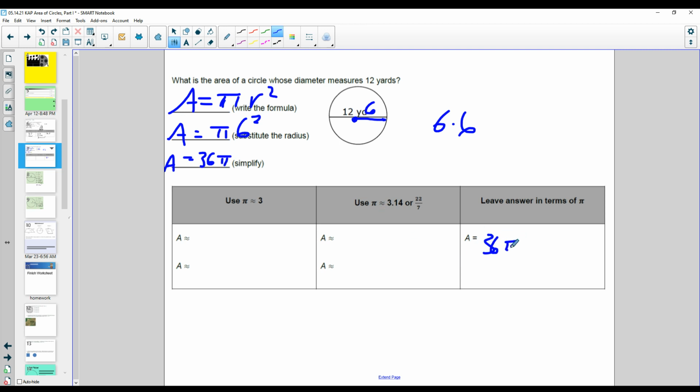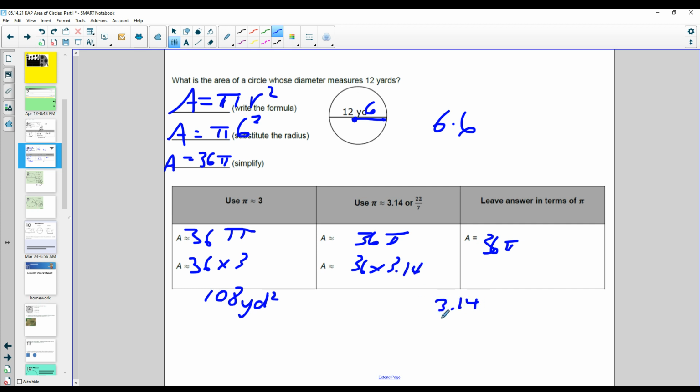And let's now figure out what numerical answer it is equal to. We could replace the pi with 3. 36 times 3 is 108 square yards. And 36 times 3.14, I have no idea what this is. Let's see.